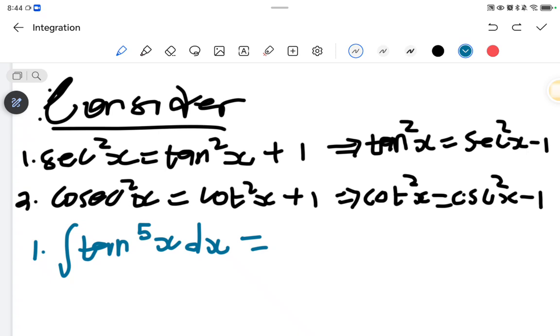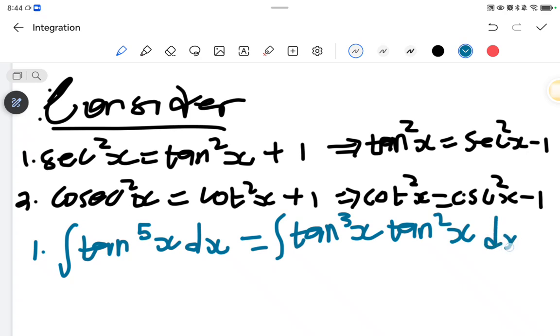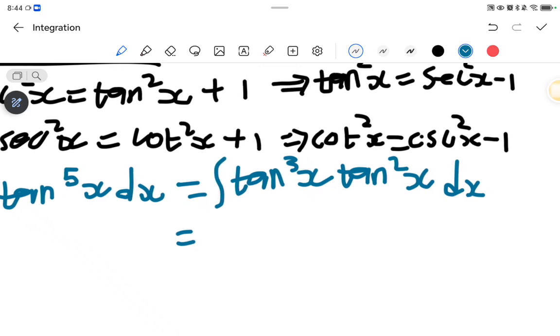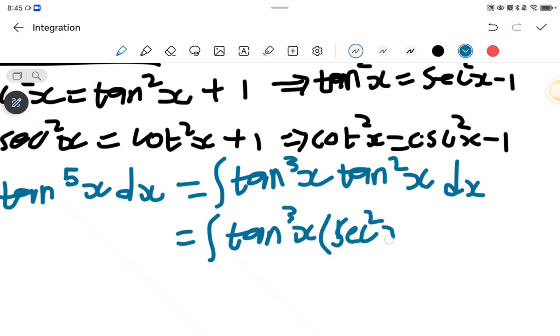You see right now. And then we're always gonna do this. Now, for this one, if we were looking for tan squared x here, we can drop it like this, tan to the 3x dx. You see, right? And we know that tan squared x is sec squared x minus 1. So this is what we're looking for.